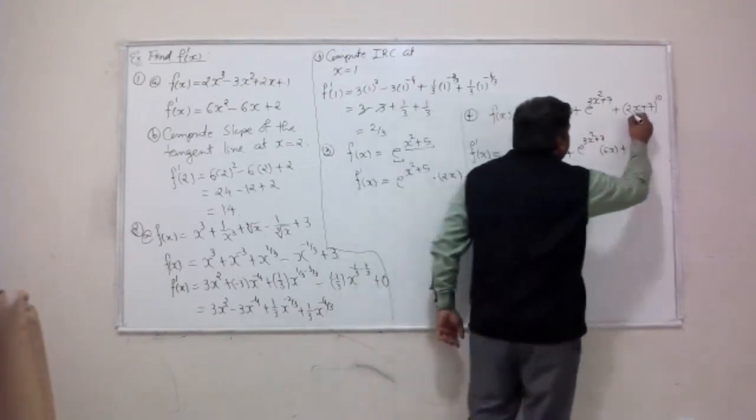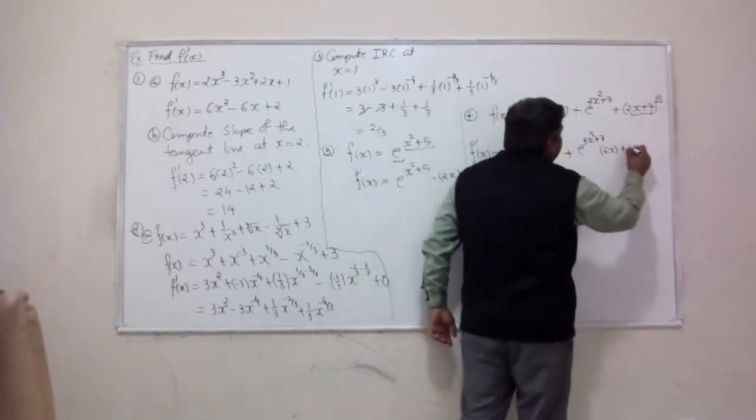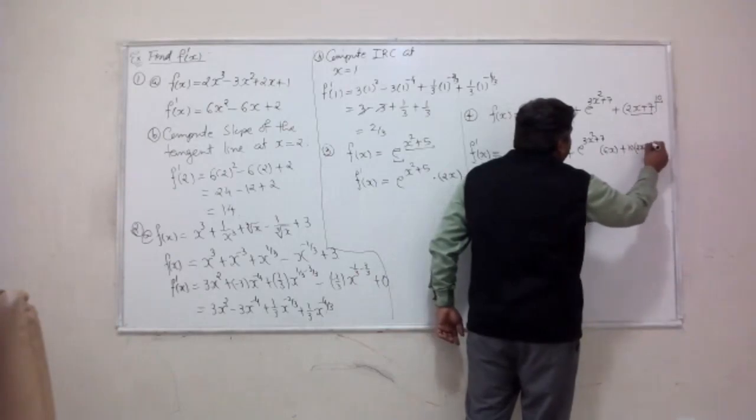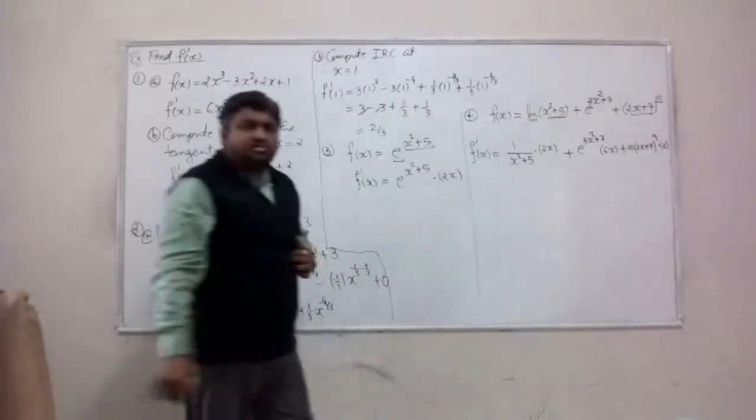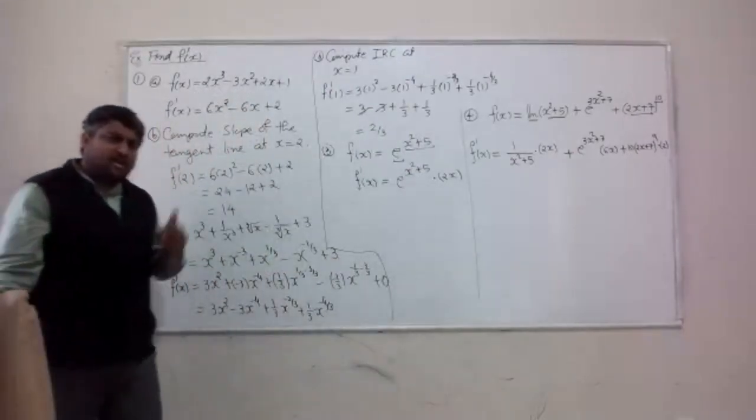And then the derivative of (2x + 7)^10 is 10 times (2x + 7)^9 times 2. You do not have to simplify your final answer.